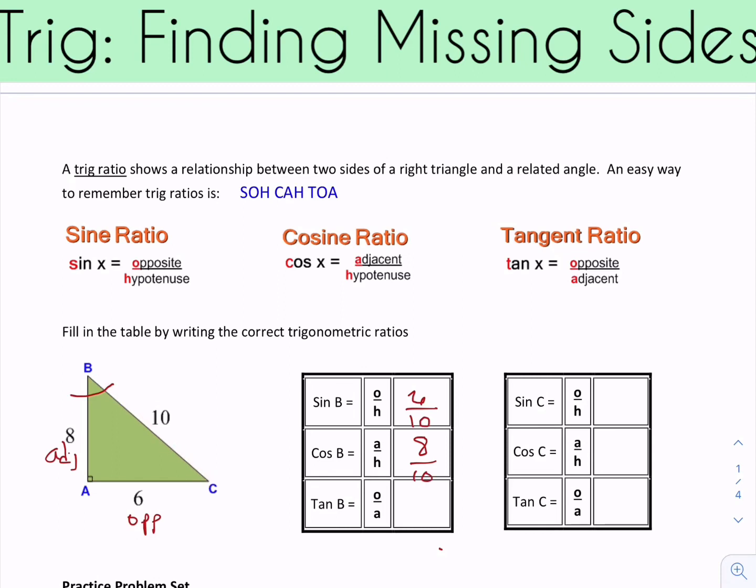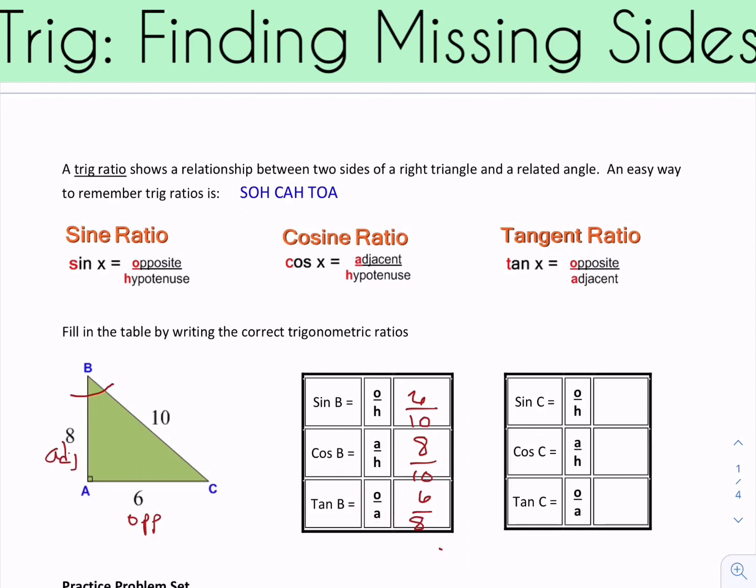And the tangent of B, the fraction that represents the tan of B, is the opposite side, which is 6, divided by the adjacent side, which is 8. SOHCAHTOA: sine is opposite over hypotenuse, cosine is adjacent over hypotenuse, and tangent is opposite over adjacent.